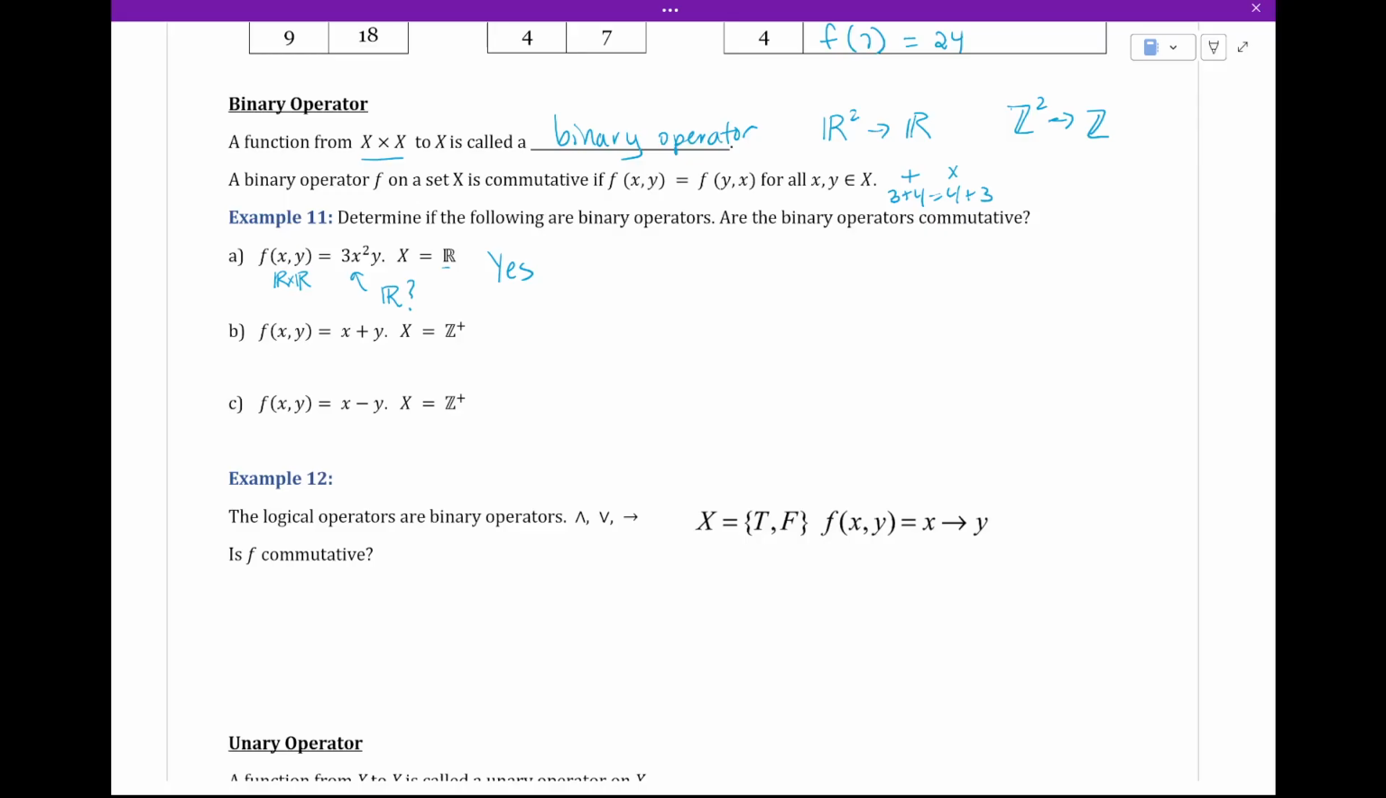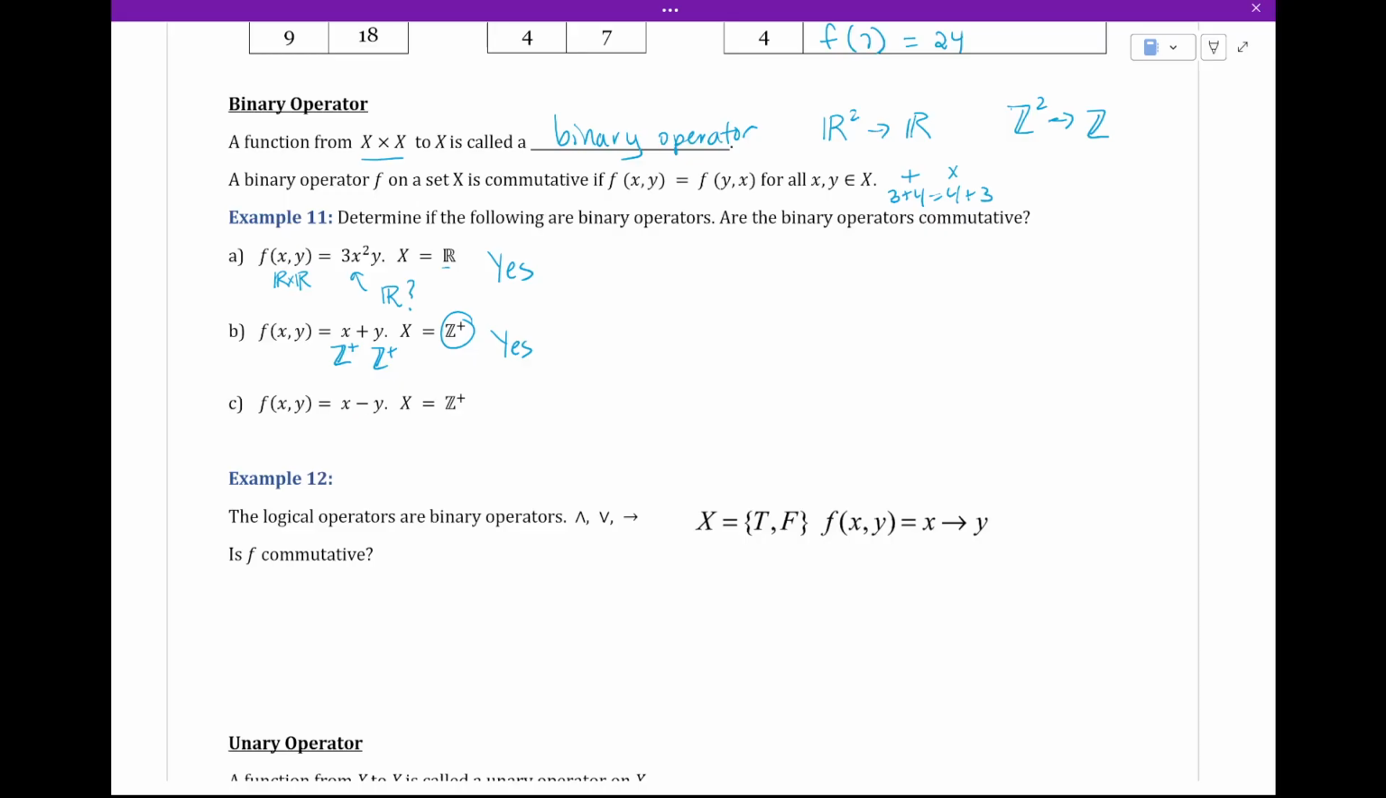Let's take a look at the next one. If this is a real number and this is a real number, oh, sorry, we're not doing real numbers. We're doing positive integers, Z plus. If this is a positive integer and that is a positive integer, is the sum of those two going to be a positive integer? Add 2 positive integers together, you're going to get another positive integer.